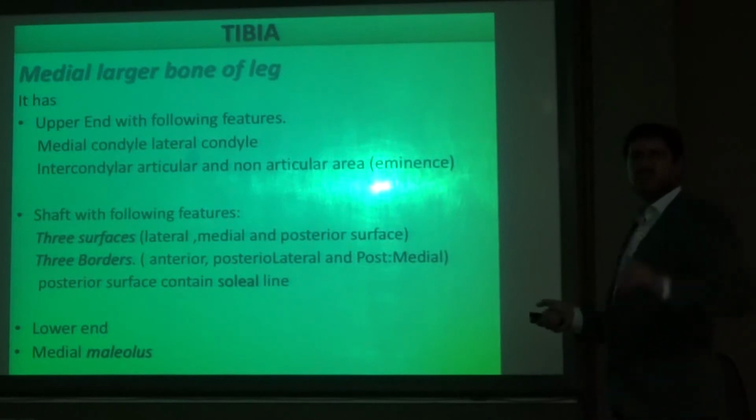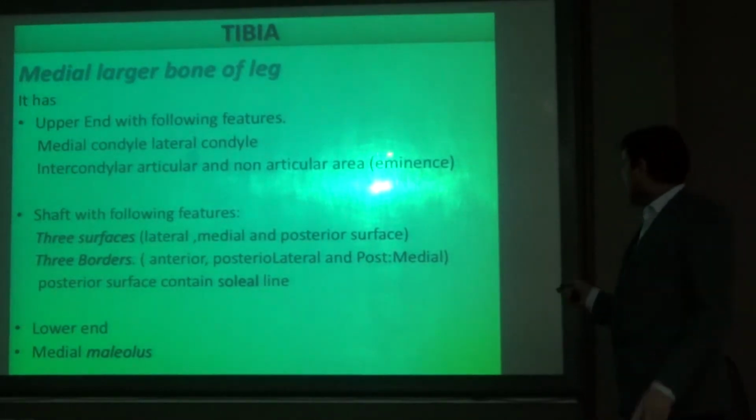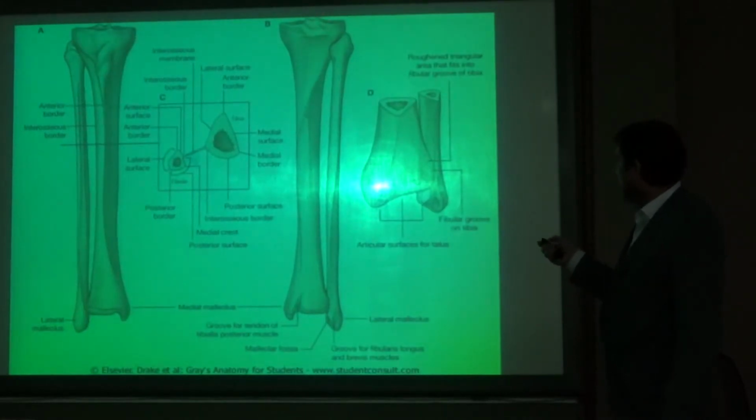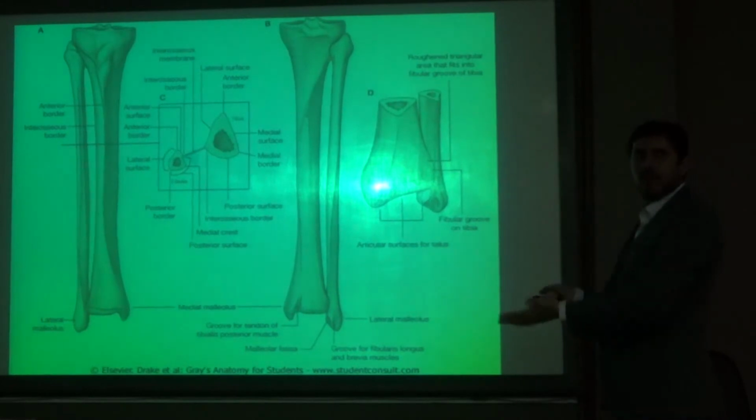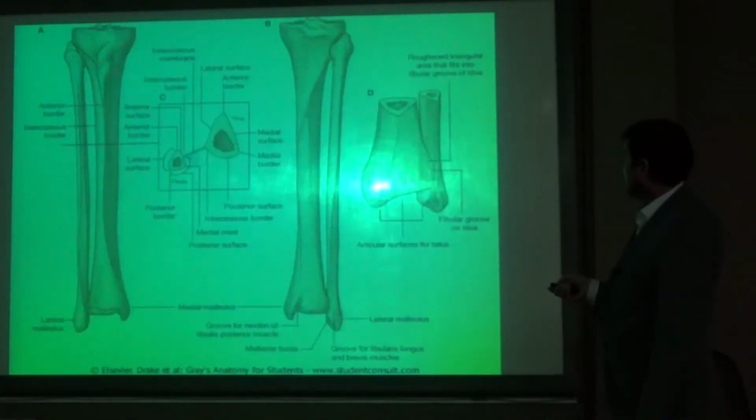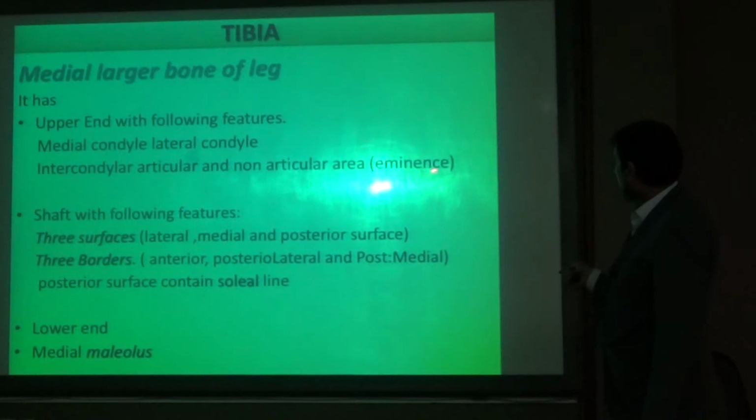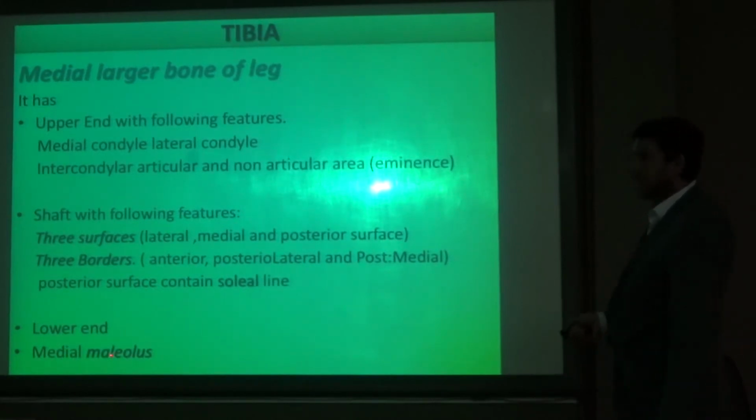This we will discuss inshallah in the lab. Intercondylar eminence. You can see here some elevation between two condyles. Non-articular means not participating in the formation of the knee joint. Eminence only. What is this? Shaft with the following features: 3 surfaces, 3 borders. Lower end has medial malleolus.